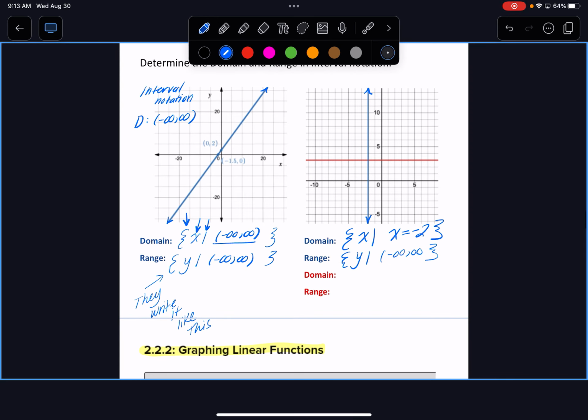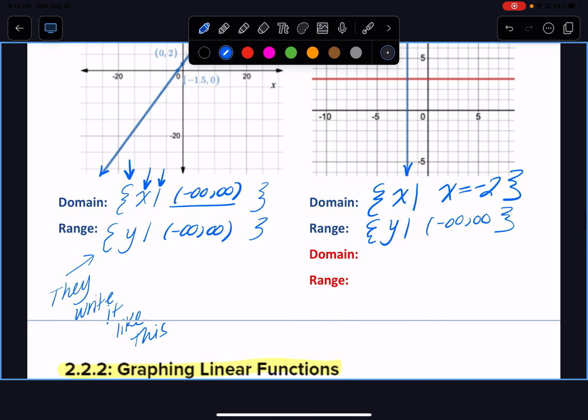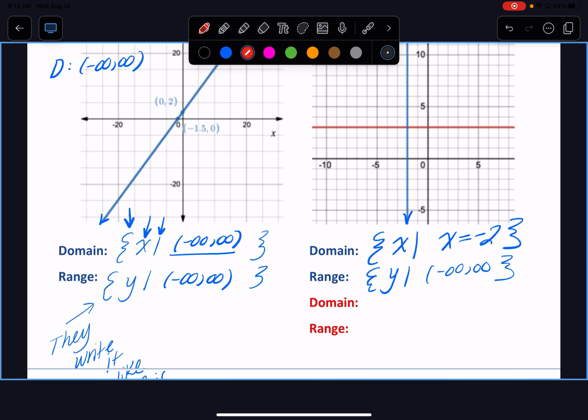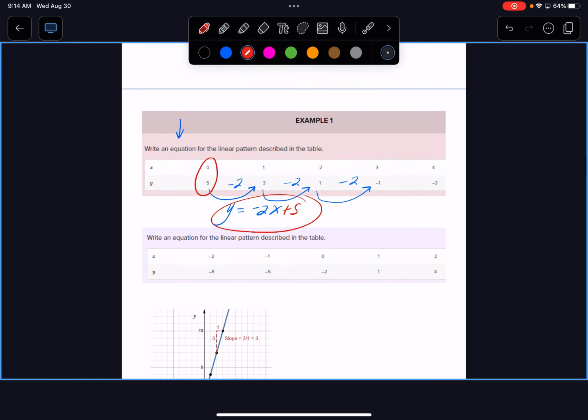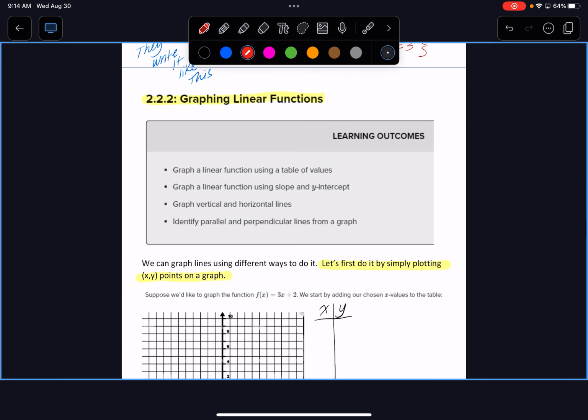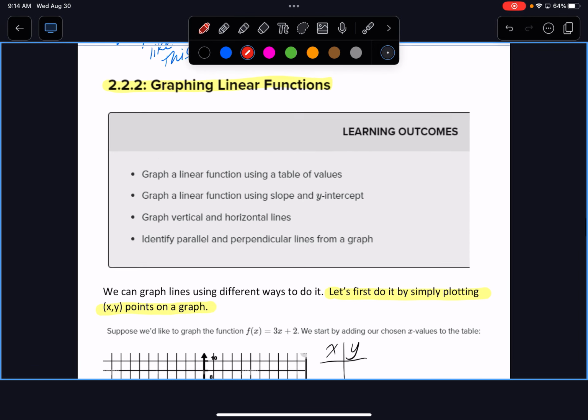So now do the red line real quick, just for practice. What is the domain of the red line? Negative infinity to infinity. And then the range for our y's is every time it's up at 3. So y always equals 3. Ding, ding, ding, ding, ding. We're done. All right, that's the end of 2.2.1. Now we're going to do 2.2.2, but it's just the same stuff.